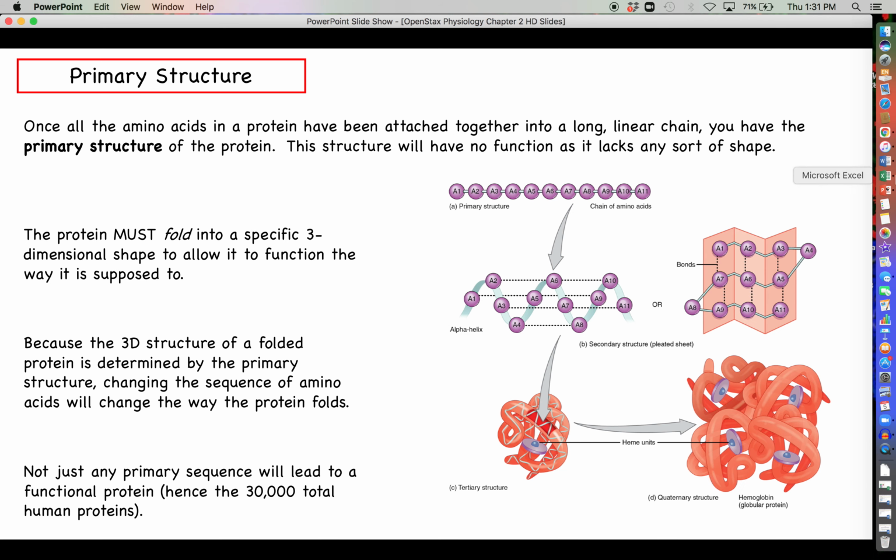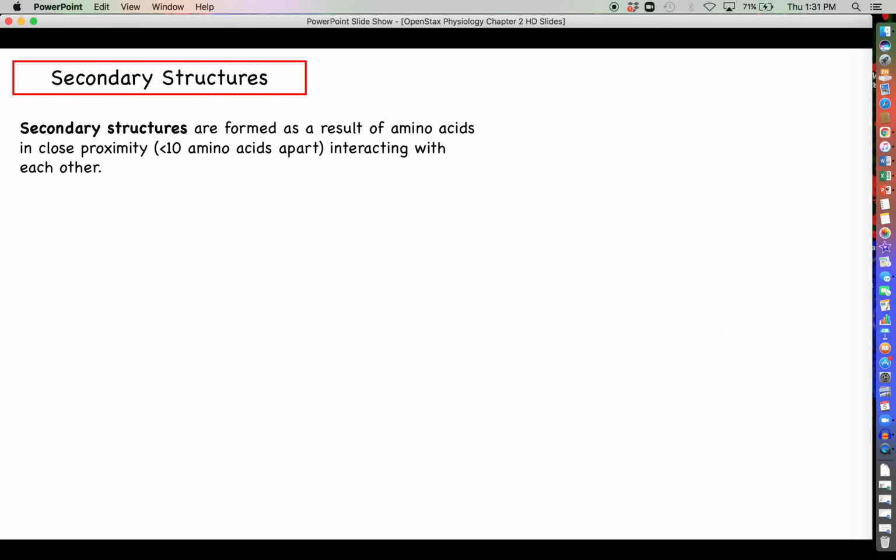Okay, so if you look at this figure here, you can see the step-by-step process of how we get a primary structure protein to fold into its three-dimensional shape. We go through an ordered series of folding steps going from primary to secondary structure, you can see right here, secondary to tertiary structure, and then finally tertiary to quaternary structure. So let's start with secondary structures first.